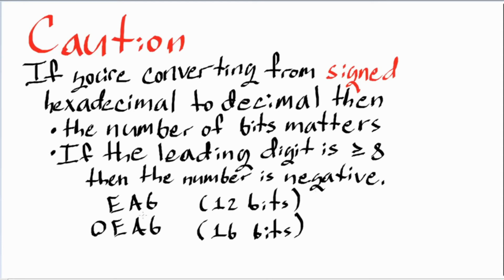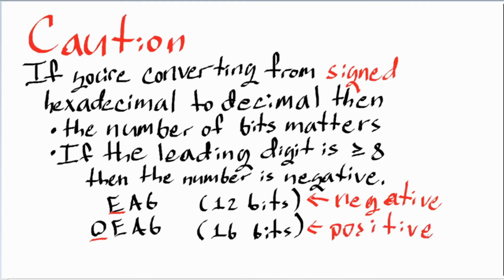If you look at the leading digit for each one, here it is E and here it's 0. What this means is that this number, because E is greater than 8, will be negative. And this number, because 0 is less than 8, will be positive. So these are in fact different numbers. That's what I mean when I say the number of bits matters and the leading digit matters.